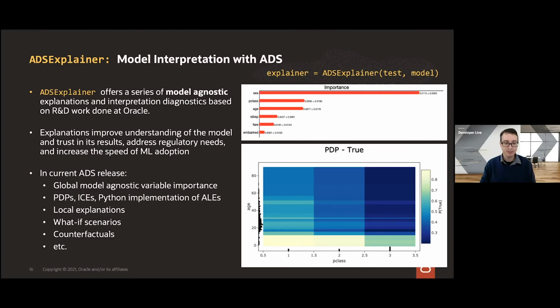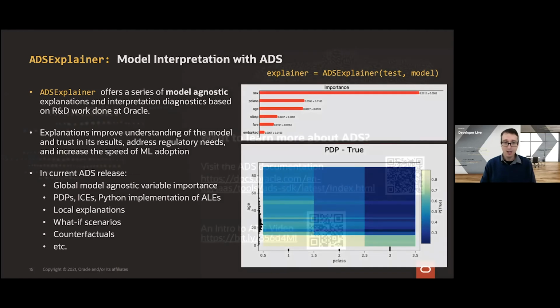In the current ADS release, we support a variety of diagnostics. We have global model agnostic variable importance, so it's not just for decision trees or random forests. It's for any model that you have. We have PDPs, ICEs, and I think we have the first Python implementation of accumulated local effects as well. You can do local explanation, as Nupur showed. You can also use this tool we call What If, which allows you to change your feature vector and see the impact on the model predictions. We also support counterfactuals, and we have many more diagnostics in our pipeline.